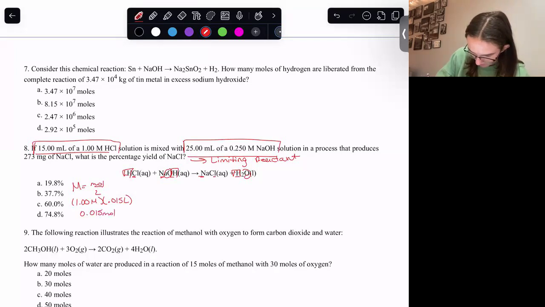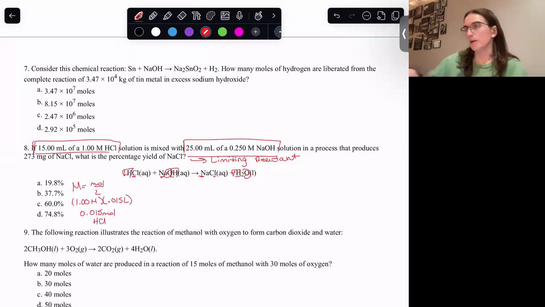We're going to have 0.015 moles of HCl. Sorry, you guys, my nose is running.